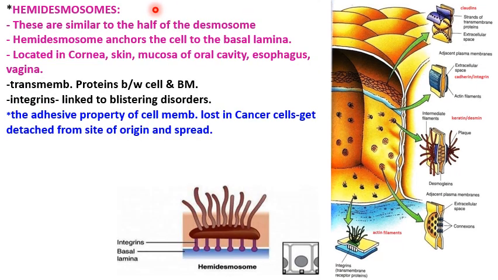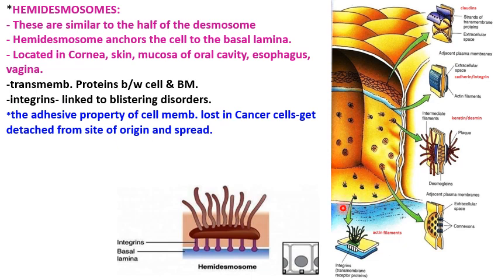Next is hemidesmosomes. As the name implies, they are half of the desmosomes. So for the desmosome, there is a plaque on this side of the cell and another plaque on this side of the cell, which constitute a desmosome. Whereas for the hemidesmosome, it is on the basal surface. The hemidesmosome is the only junctional complex present on the basal layer of the cell. All other junctional complexes are present on the lateral surface of the cell.